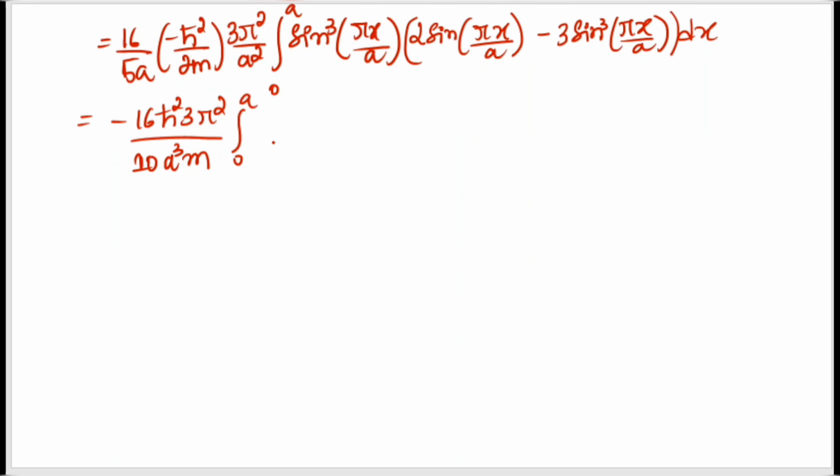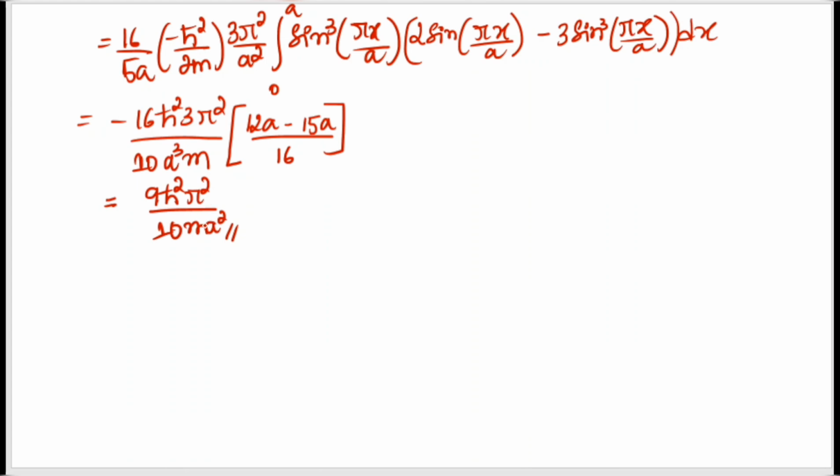On solving inside the integration, I am directly writing the value, because solving the integration is consuming too much time. So let me write the value of this integration to be 12a minus 15a divided by 16. So I'll get the final answer equal to 9 times h cut square pi square divided by 10 times m into a square. This is the expectation value.